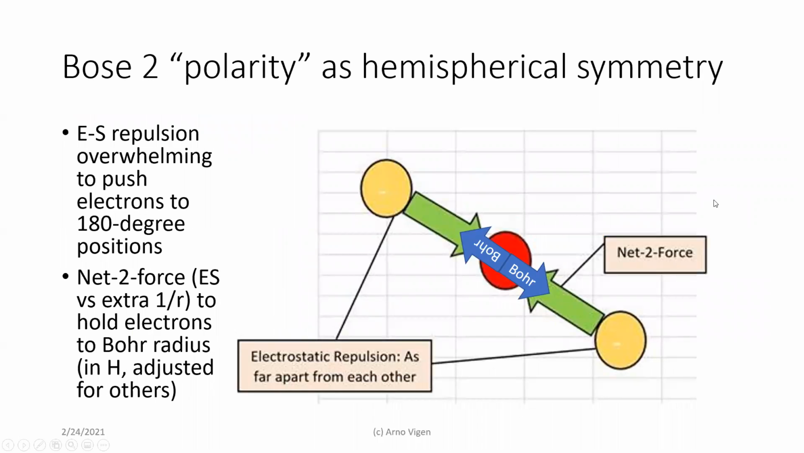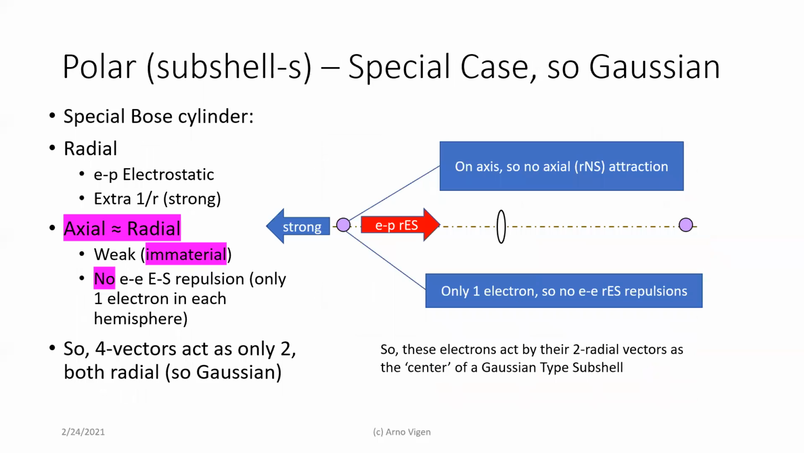Now, the 2 part is really about polarity. So you have 2 forces. You have an attraction to the nucleus, but you also have this 1/XR that seems to create, at least for hydrogen, a repulsion at the Bohr radius for an extra 1/R. As a result, electrons want to be as far away from each other, but still net attracted up to the Bohr radius. That leaves them always wanting 180-degree positions. That describes the 2 polarity found in Bose.